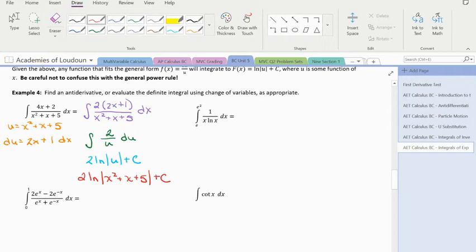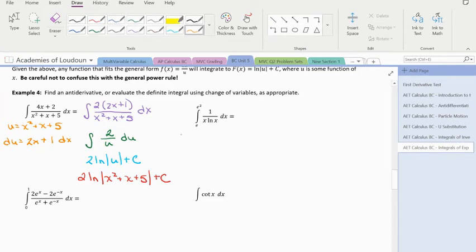Okay, so let's go ahead and take a look at this next function here. We have the antiderivative of 1 over the natural log of x times x.